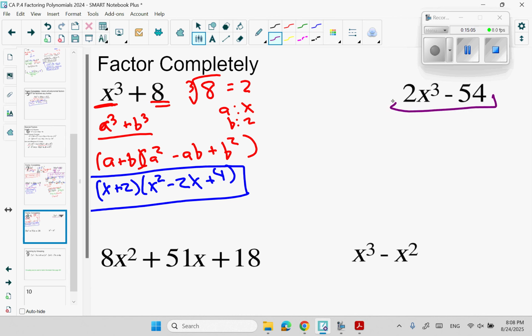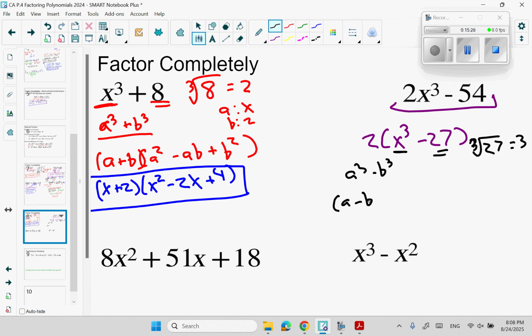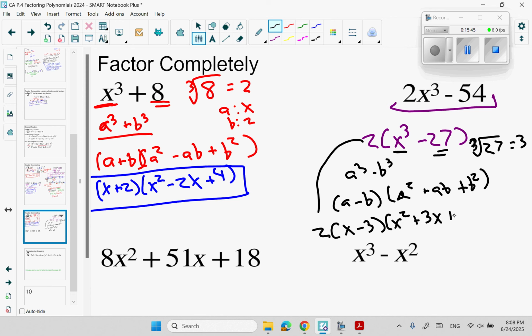Here, I can divide both by 2. X cubed minus 27. And again, same idea. I can note that x cubed is a perfect cube, and is 27 a perfect cube? Well, of course it is. It's 3. So I can follow the exact same thing of a cubed minus b cubed, which would be a minus b, parentheses, a squared plus ab plus b squared. So I would get the 2 out front, which I didn't adjust from earlier. That gets dragged down. And then I would get x minus 3, x squared plus 3x plus 9.